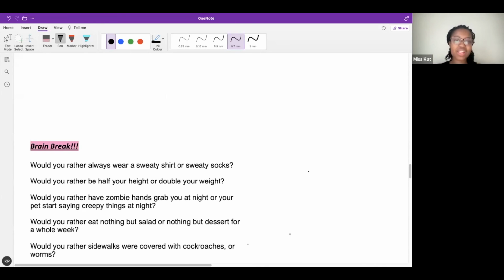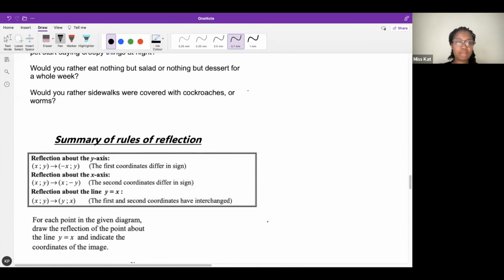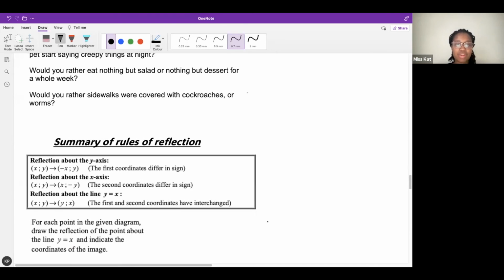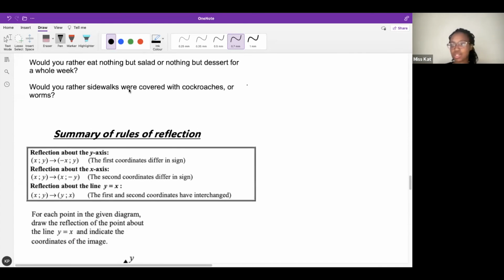Okay, it's fine. Let's take a nice stretch, guys. We still have 15 minutes to complete our lesson and I have really nice questions for us to come. Okay, here is a nice summary if you guys want to take a screenshot about reflections. It tells you reflection about the y-axis, you change the x-coordinate. Reflections about the x-axis, you change the y-coordinate. And reflections about the line y equals x, you swap the coordinates.